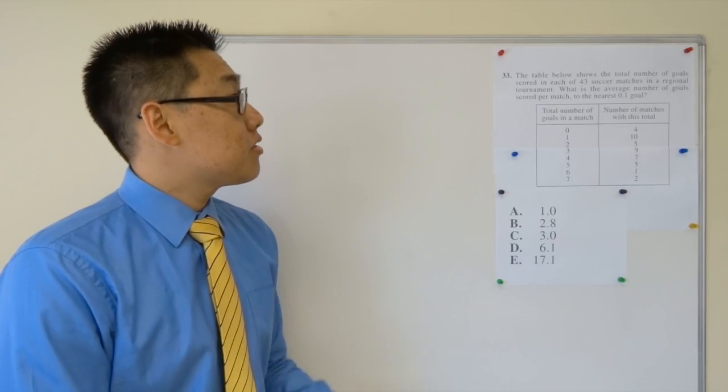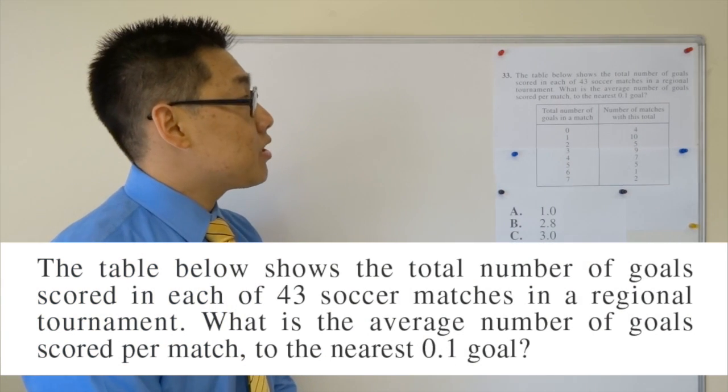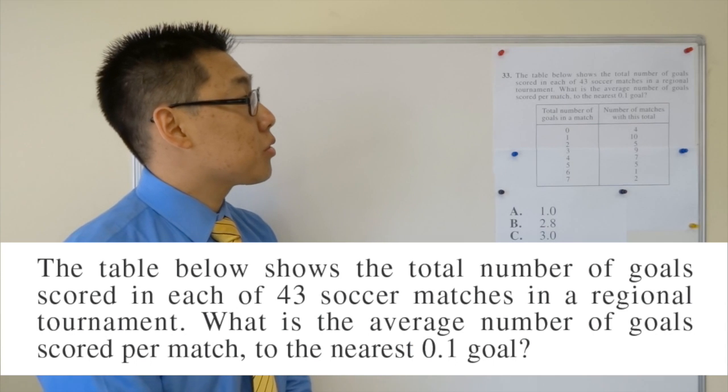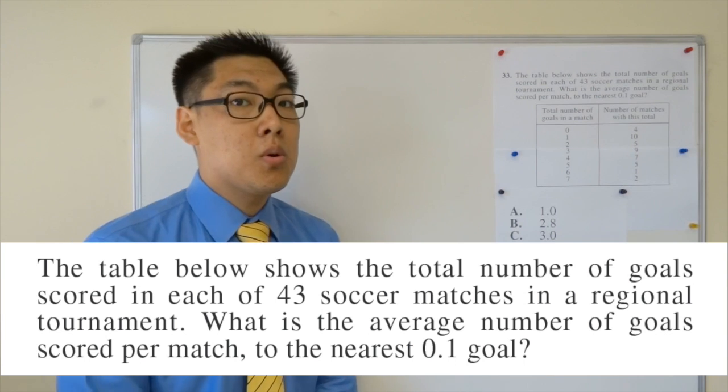Alright everyone, let's read this one together now. The table below shows the total number of goals scored in each of 43 soccer matches in a regional tournament. What is the average number of goals scored per match to the nearest tenth of a goal?